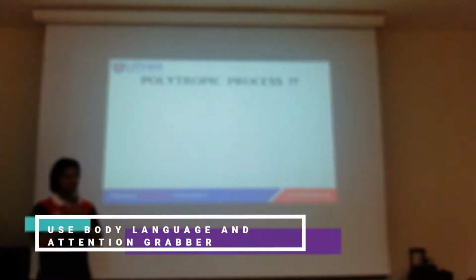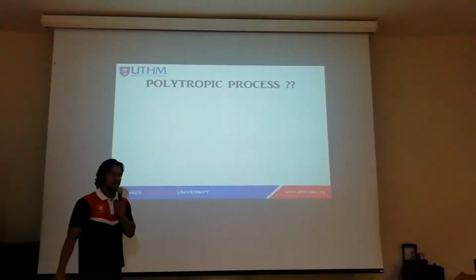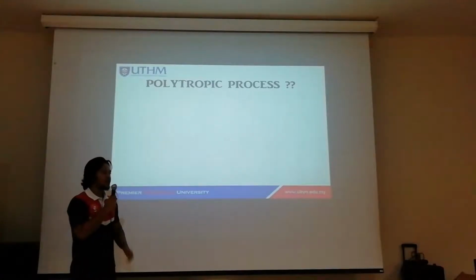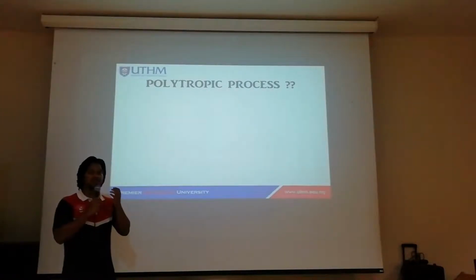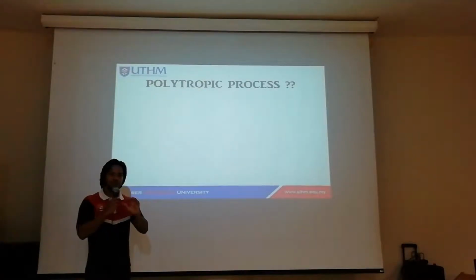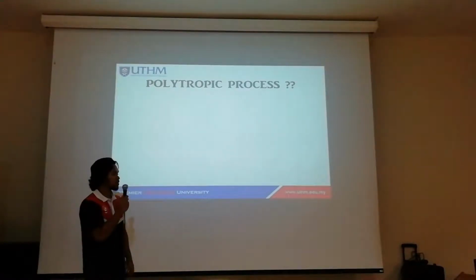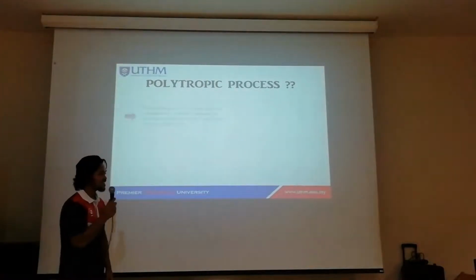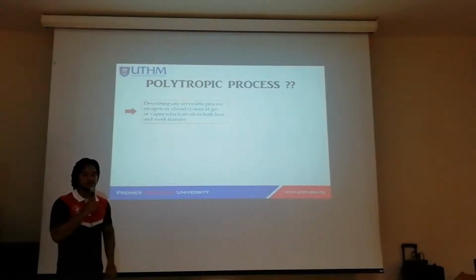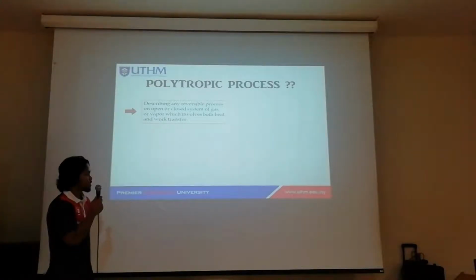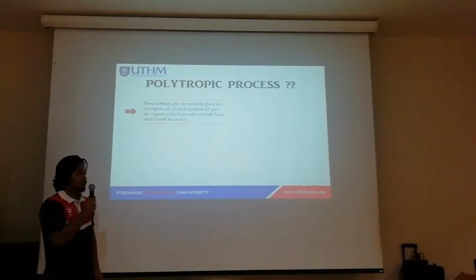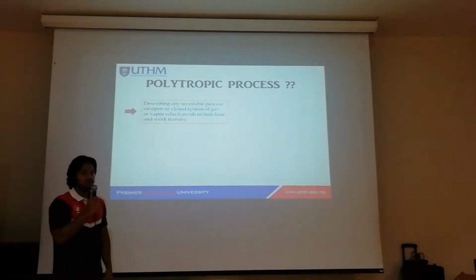Okay, before this, we have learned from our previous presenter, Arvin. He explained to you what a polytropic process is. So I want to ask you, do you remember what a polytropic process is? Don't worry, I will explain. A polytropic process describes any reversible process, in an open or closed system, of gas or vapor, which involves both heat and work transfer.